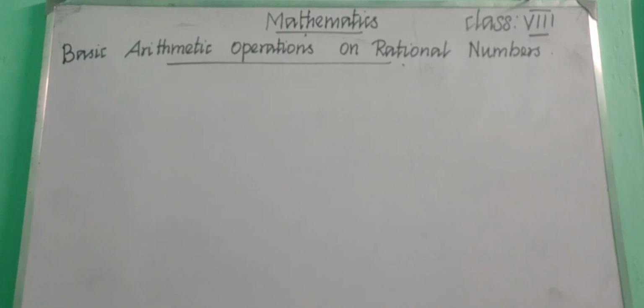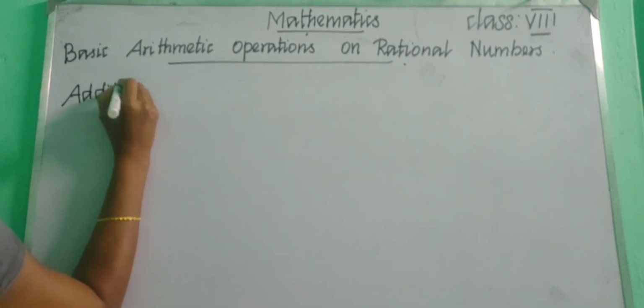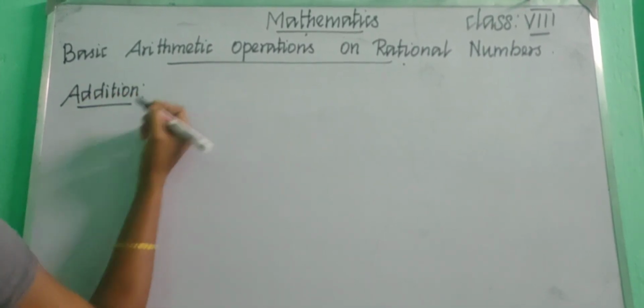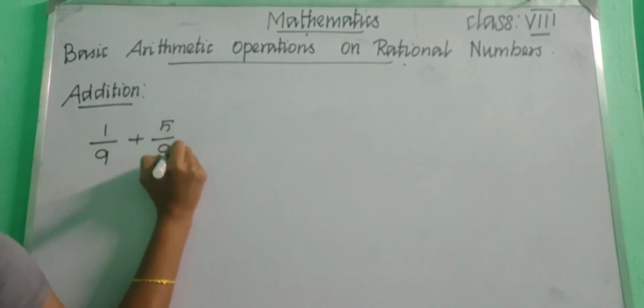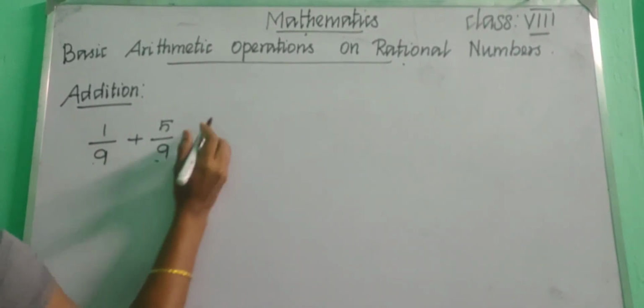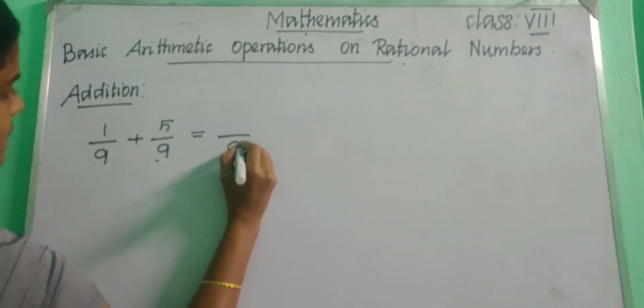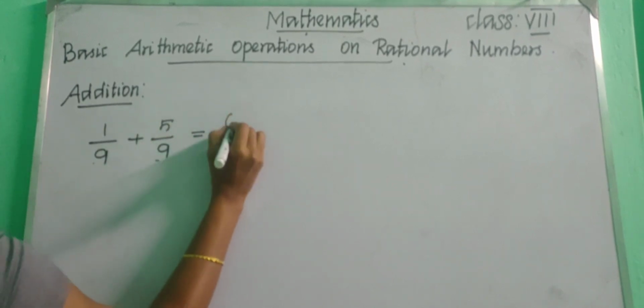Okay, so the first one, addition. So simply if I am having 1 upon 9 plus 5 upon 9. So it's very easy, right? If we are having the same denominators in the rational numbers, means it will be very easy to add, right? So simply we can add only the numerators, okay? If we are having same denominators, means simply we can write the answer as the same denominator. Simply add the numerators, okay? So 1 plus 5, 6.